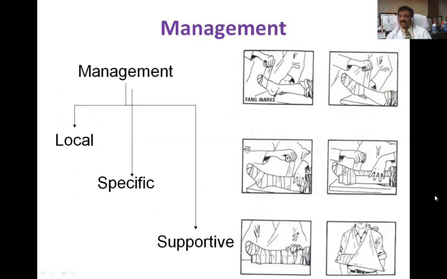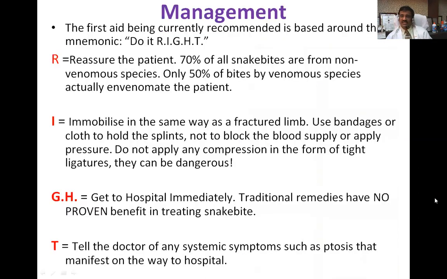Snake bite can be managed at three levels: local management, specific management, and supportive management. Local management includes the bitten part. For the purpose of management, we have to remember this mnemonic called "do eat right." Right means RIGST. These letters give us a hint for what to do and what not to do.